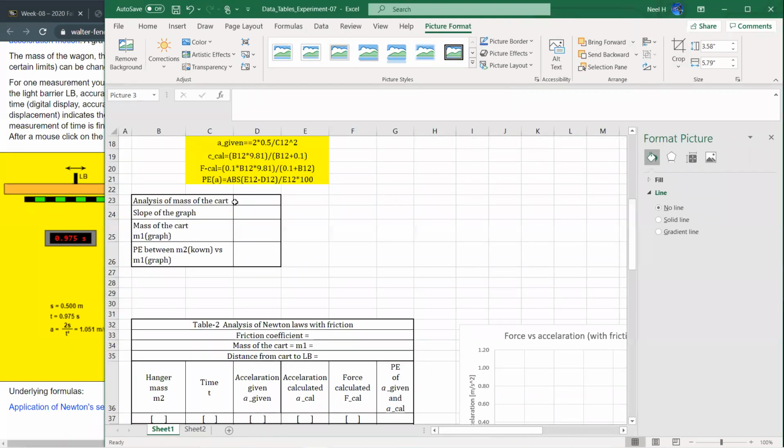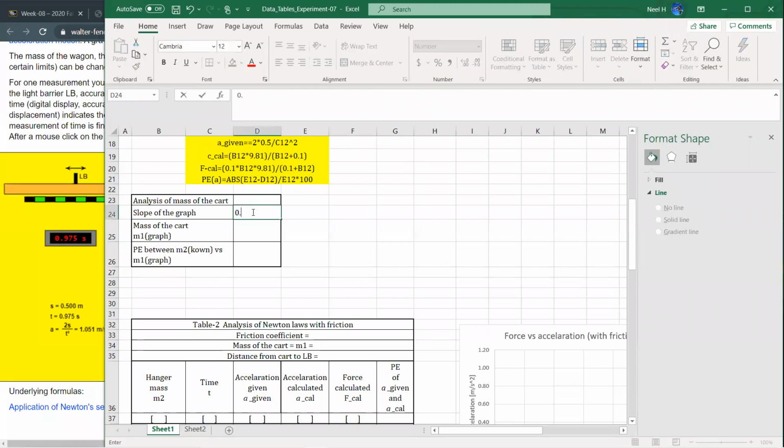So the analysis of the mass of the cart: the slope of the graph is 0.100 kilogram. Mass of the cart from the gram is actually that one. Slope is the mass, 0.100 kilogram. There's no meaning in doing an error calculation here because you can see the two numbers are exactly the same. We can just say 0. No meaning in writing the formula.